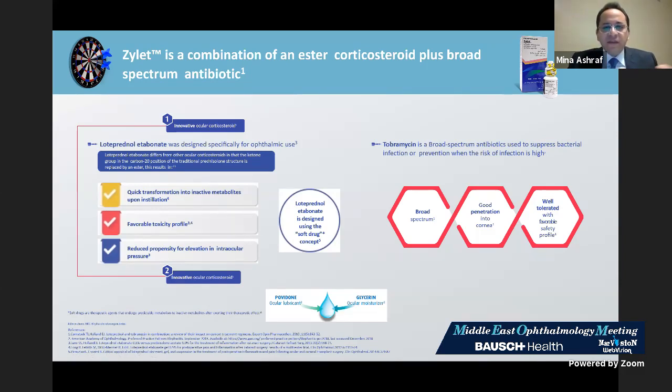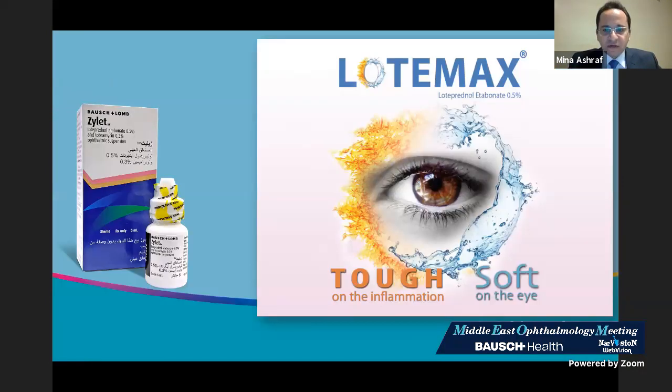To start with Eyelid, we need to start with Lotimax, which is the parent product of Eyelid. Lotimax is loteprednol etabonate, the corticosteroid that we describe as tough on the inflammation and soft on the eye. Loteprednol etabonate meets the unmet needs.